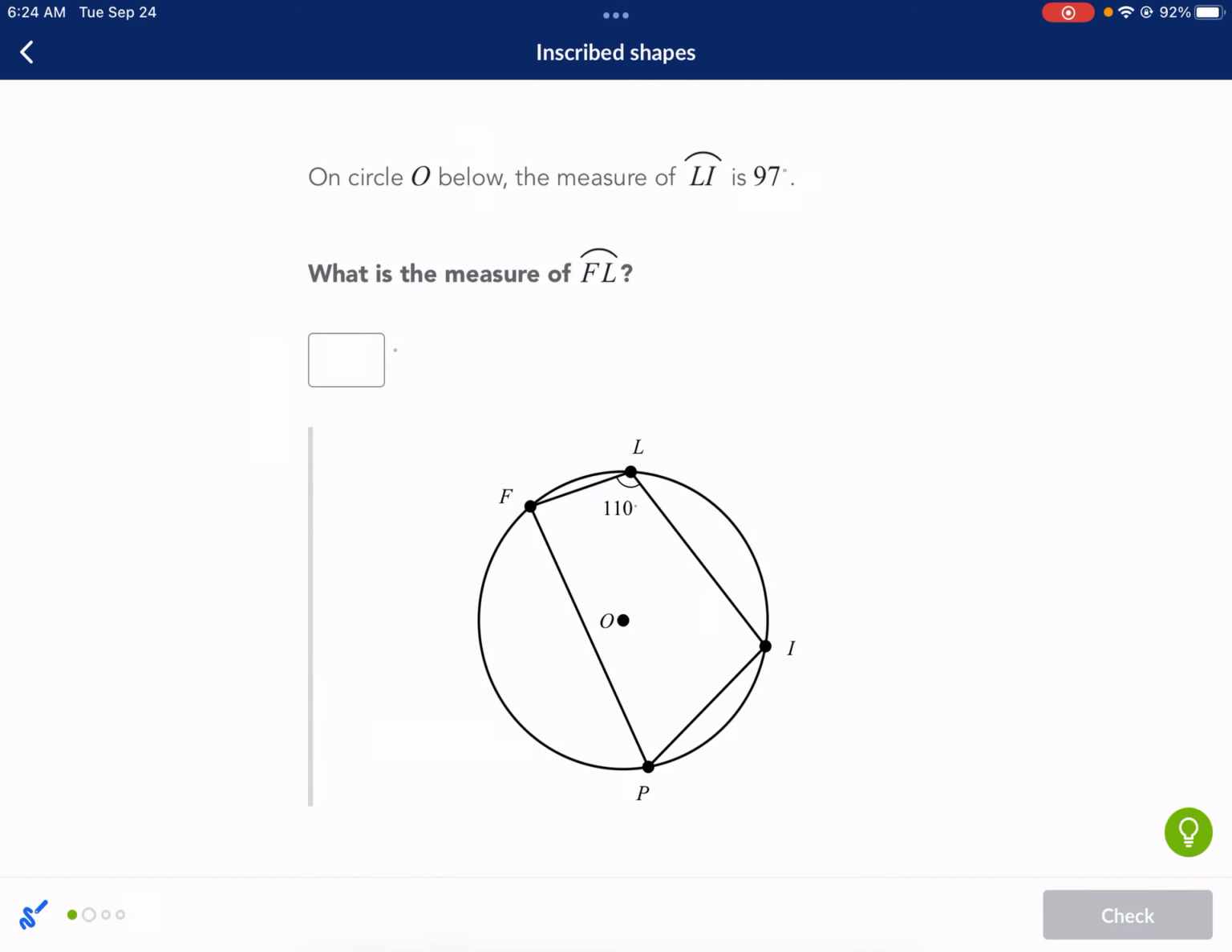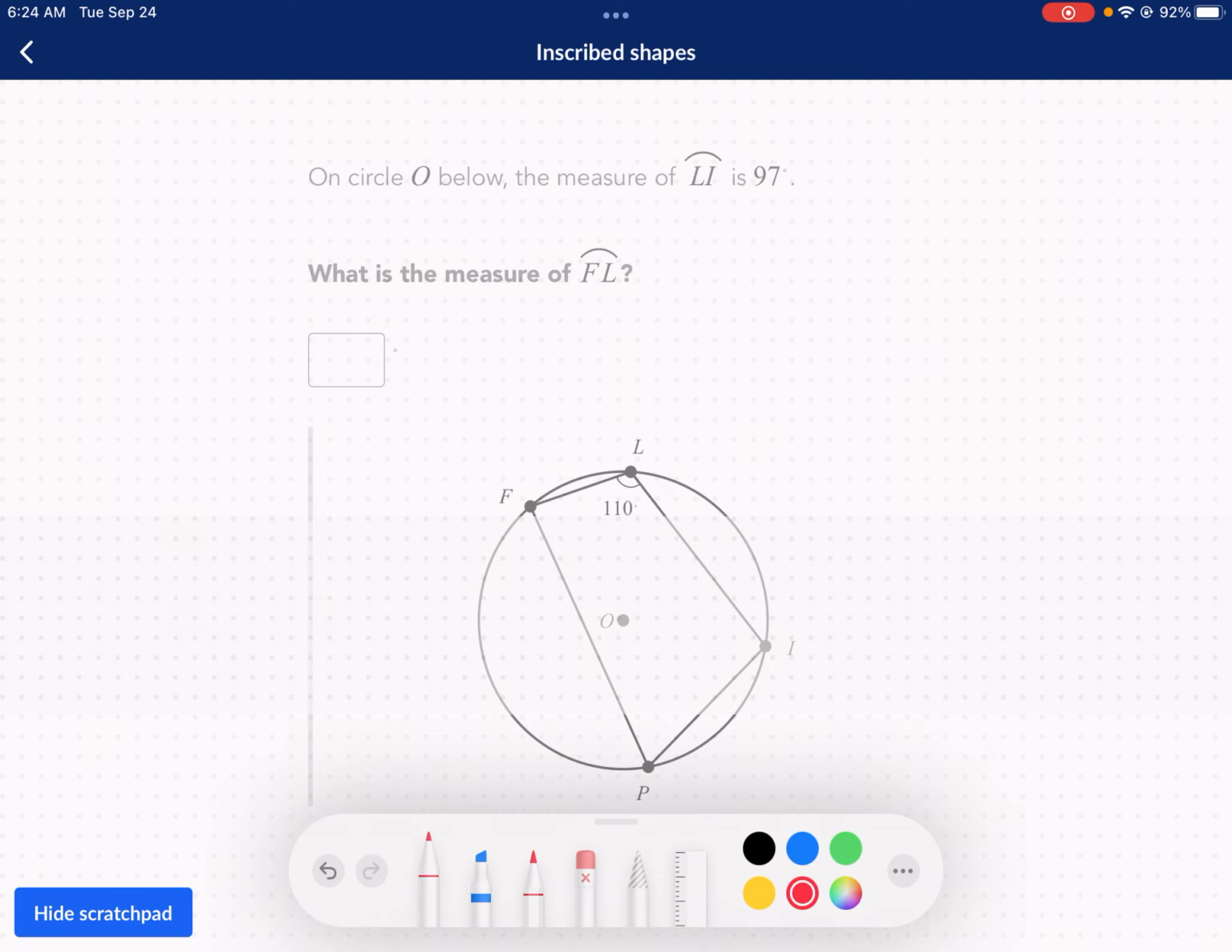Next question. Seems like another very similar problem, but maybe not. Oh, so it's asking for the arc measure of FL. So something we're very familiar with from the previous problem. And it gives us that LI is 97 degrees. Okay, so a couple things here. One, it gives us the measure of angle L.